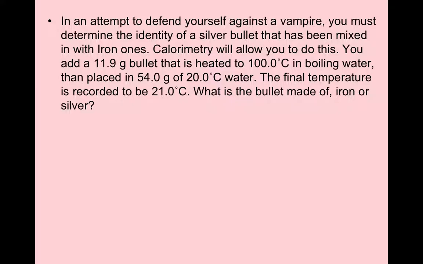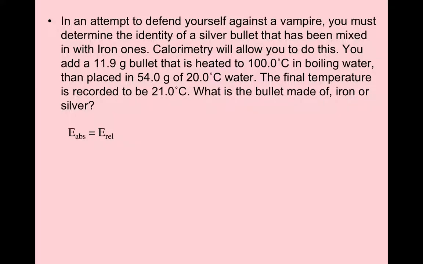So once it's good and warm, we're going to take the bullet out of the water and place it into 54.0 grams of 20.0 degrees Celsius water. Now the final temperature is recorded to be 21.0 degrees Celsius. And that's what you'll be doing in lab, getting that final temperature. So my question here is, what is the bullet made of? Iron or silver? So we start out with the law of conservation of energy.